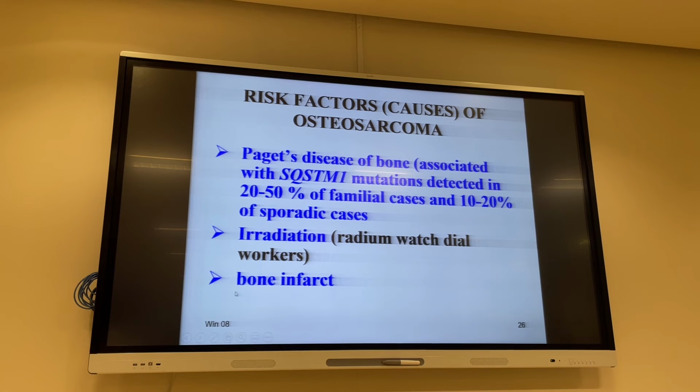Radiation. If you guys are, like me, fans of fancy watches, like the Rolex, at one point in time the dials of those watches were made of radium, even to this day actually. And radium is a radioactive metal, a radioactive substance. The workers in those factories that were making those watches had to clean the radium dial with a brush, and to make sure that the cleaning was efficient and well done, they used to wet the brush with their tongue, clean the dial, and then put it back again in their mouth. Those guys went on to develop osteosarcoma. Bone infarct has also been shown to be associated in the long run with osteosarcoma of the bone.